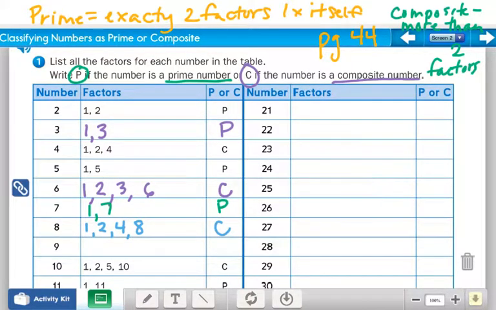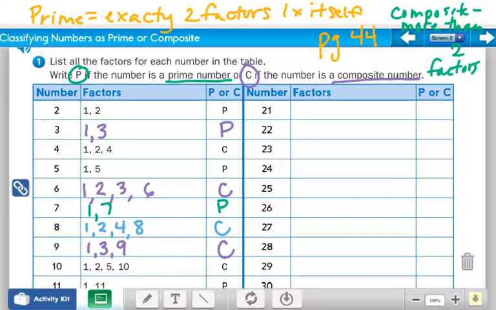For 9, I know I can always start with 1 times 9, and the other factors are 3 times 3. So moving over to the left-hand column, my factors are 1, 3, I don't have to write it twice, and 9. It has more than 2 factors, so it is considered composite. 10 was done for us previously, as was 11. So I'm going to move over to the next screen.